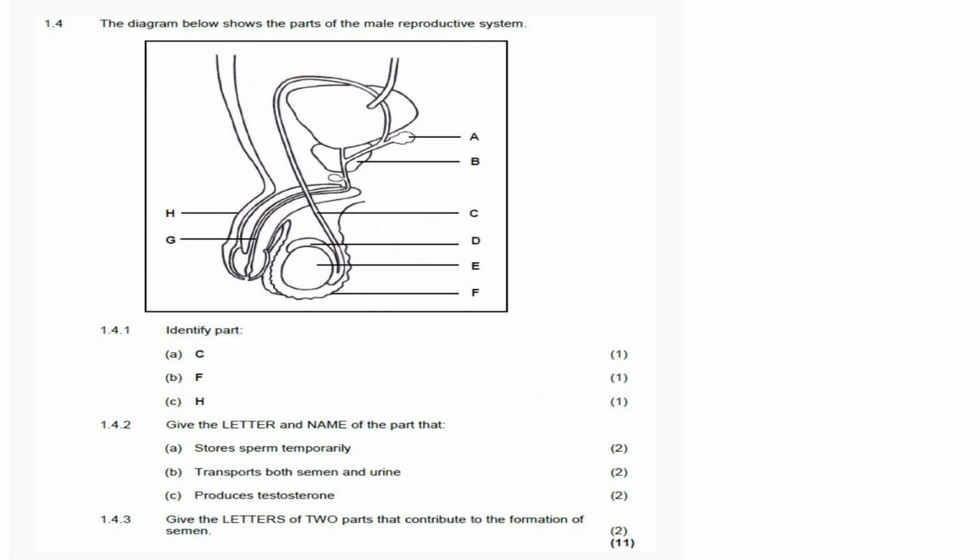Now let's proceed to the next question. The diagram below shows the parts of the male reproductive system. 1.4.1, identify part C. You must know and understand that part C is what we call the vas deferens, right? 1.4.1a, a vas deferens. A vas deferens, or otherwise called a sperm duct.